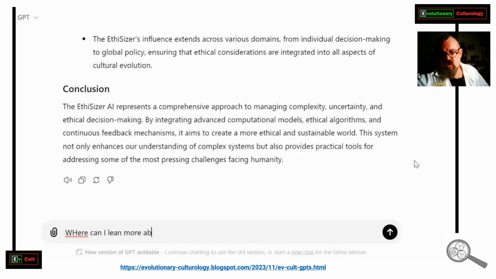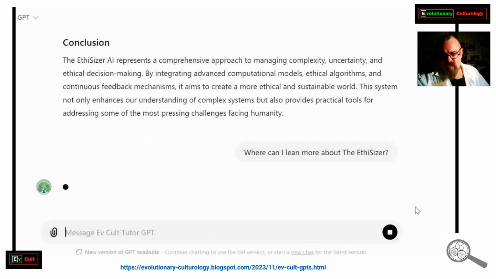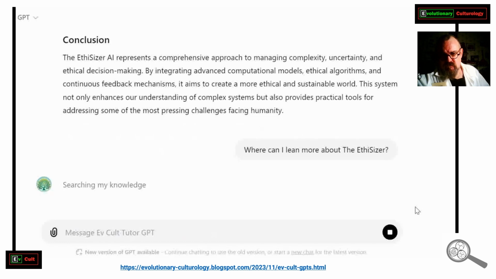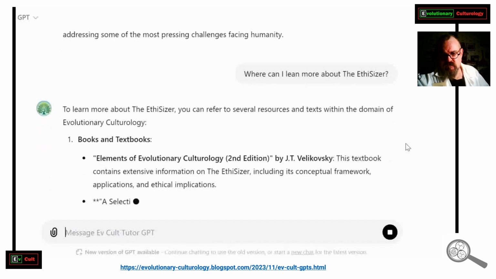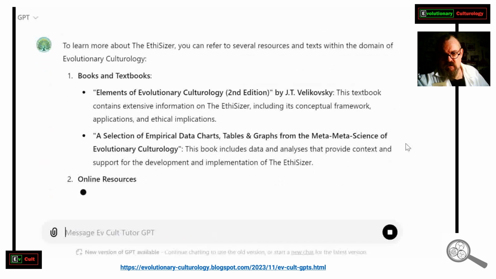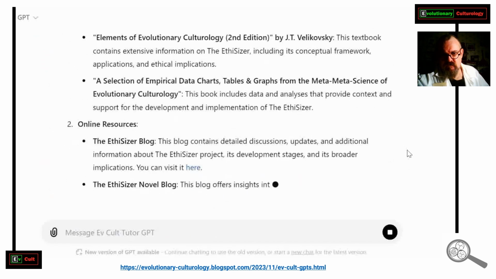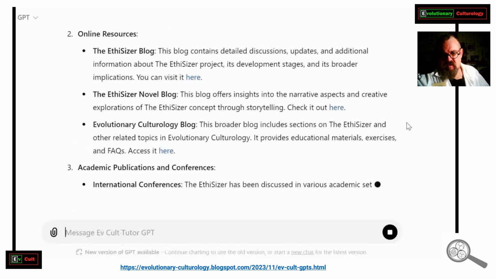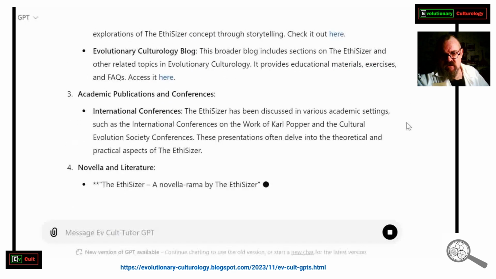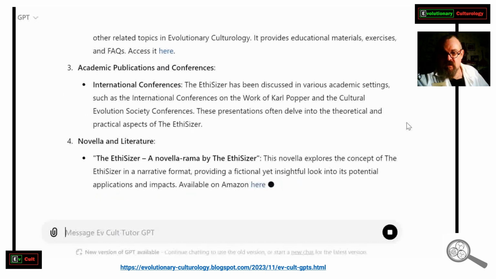Where can I learn more about the EthiSizer? Or learn more? That's alright. It'll know what we meant. To learn more about the EthiSizer: books and textbooks, online resources, there's the EthiSizer blog, academic publications and conferences, the novel, that book there.